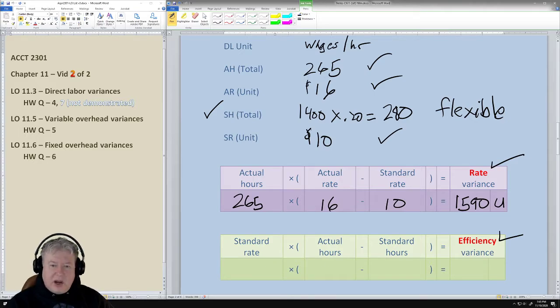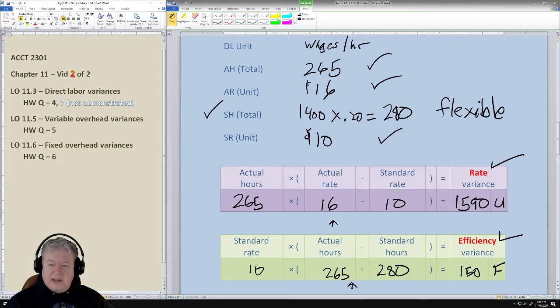Down here, the standard rate is 10. The actual hours was 265. Our budgeted hours, our standard hours allowed, is 280. So even though we paid them more, we worked less than the budget. So this is going to be favorable. Now you would combine those two to come up with a total labor variance, but this is 150.